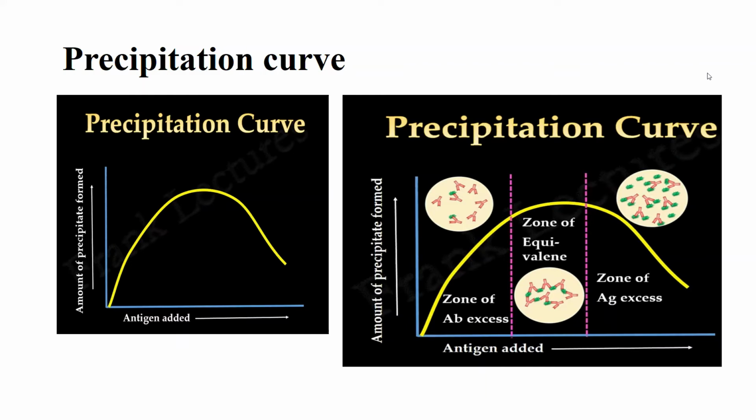Results can be shown by graphical representation. If you look at this graph, you can see that the x-axis is represented by the increasing concentration of antigen, and the y-axis is represented by the amount of precipitation formed, which contains the antigen and antibody complexes, and this will form a precipitation curve.